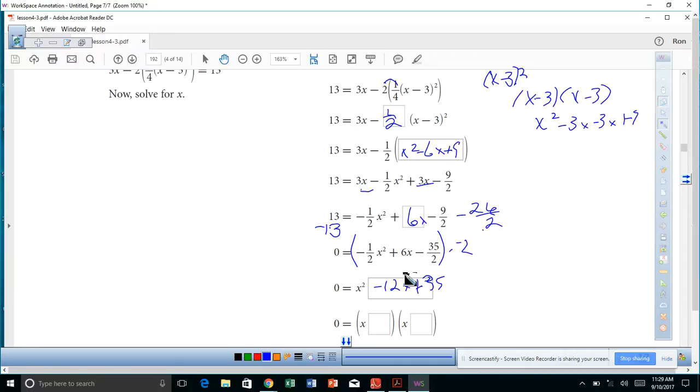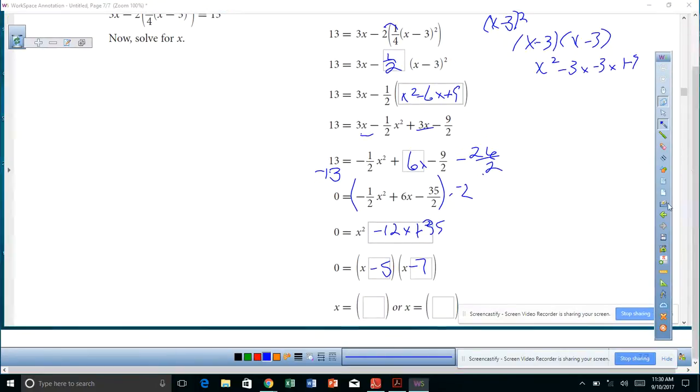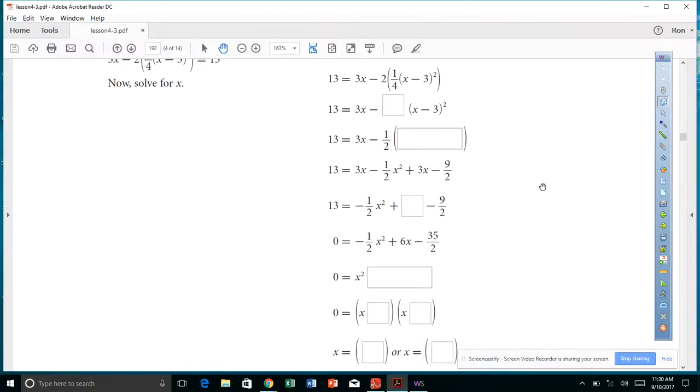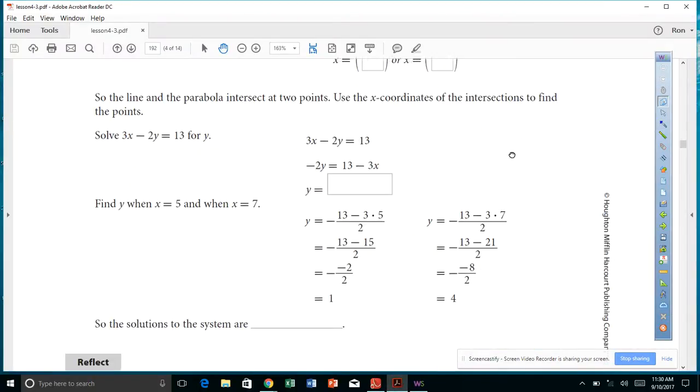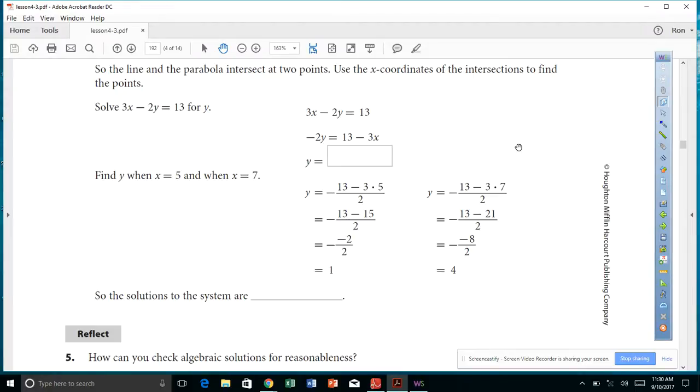Now, what are the factors of 35 that when added give you negative 12? So that's going to be minus 5 and minus 7. So x is going to equal 5, or x is going to equal 7. Good deal. So the line and the parabola intersect at two points. Use the x-coordinates of the intersection to find the points.